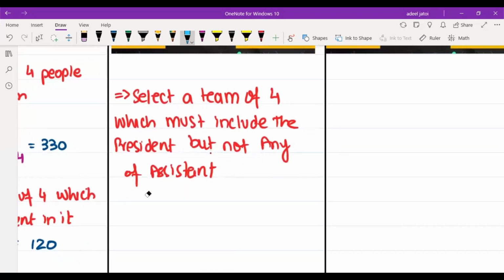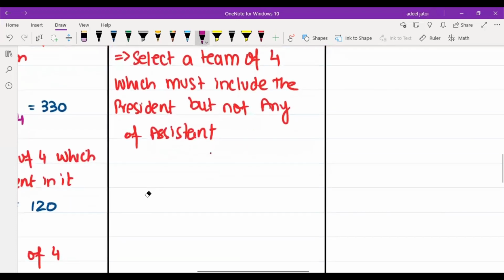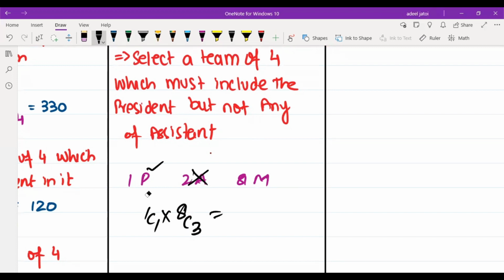We knew that we had 1 president, 2 assistants and 8 members. Now the president is coming, so 1C1 is there, but no assistant is coming along. So if out of 4, 1 is the president, you are remaining with 3 team members. Those 3 team members will be selected from the 8 members, which is 8C3. So the answer for this is 56, the number of ways the team of 4 can be selected out of these people.